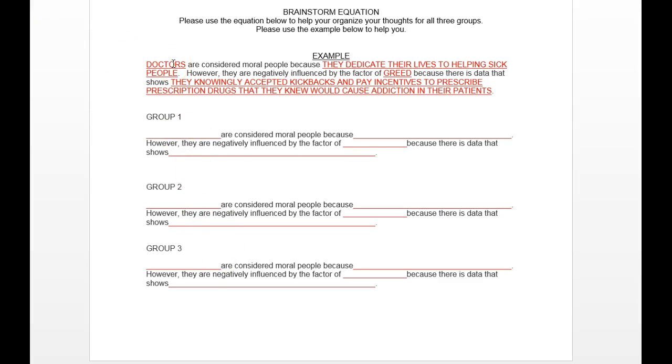Do not use the doctor example. That one has been taken. So you want to find a moral group. So what does society deem appropriate? Some examples would be teachers, police officers, nurses, priests, politicians, various other types of moral groups. Anything where they're living their life for the public good. Then you would identify why you think they're considered moral people. Then you want to look and see what type of crimes they've committed, and you'll write that down in there, and then you'll analyze what factor it was that had them commit that crime.